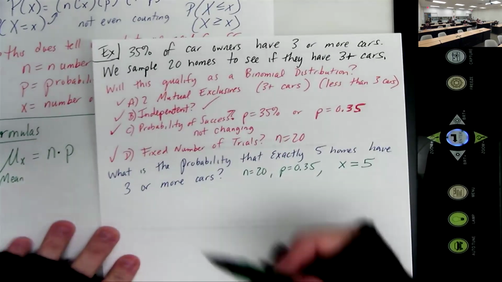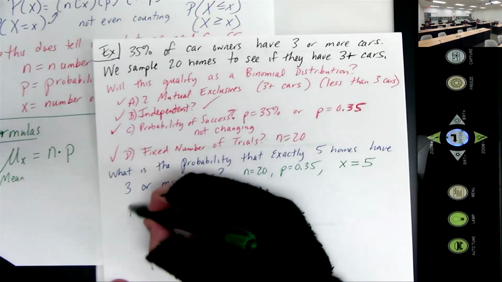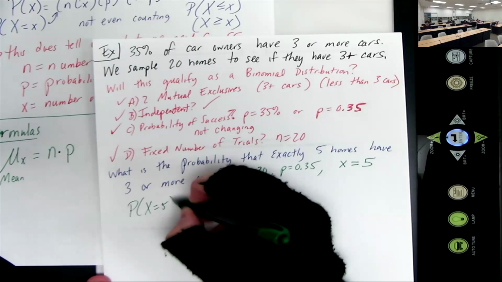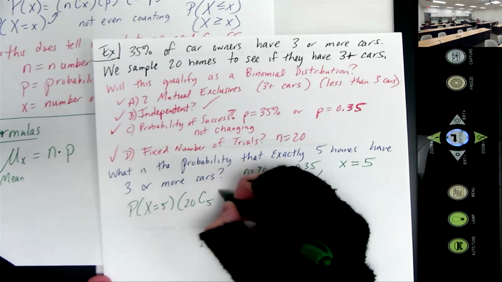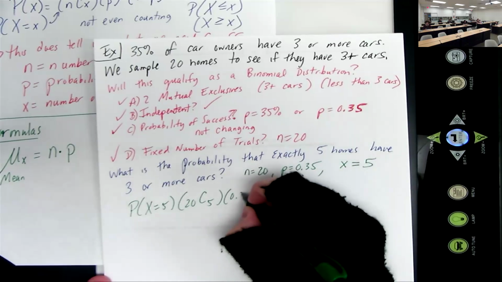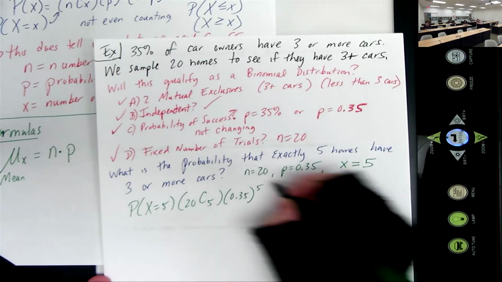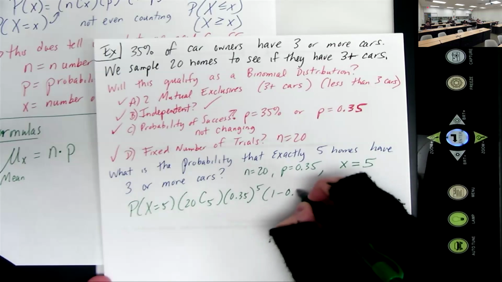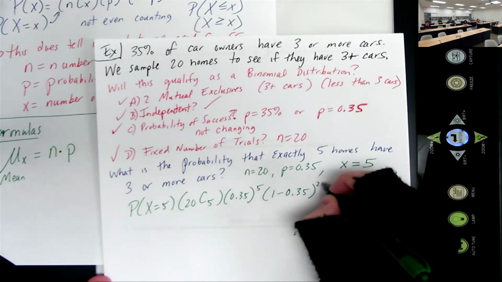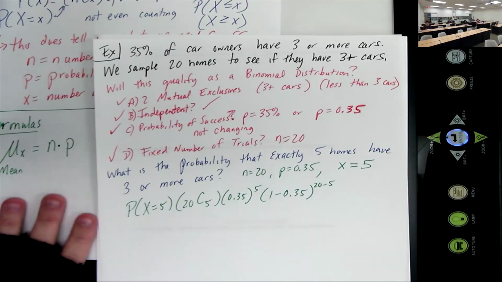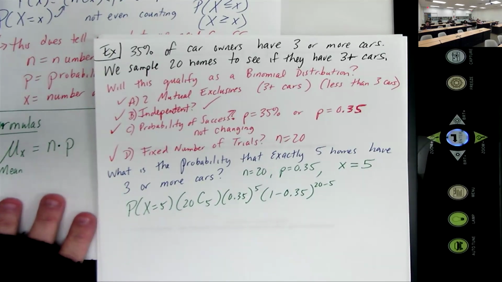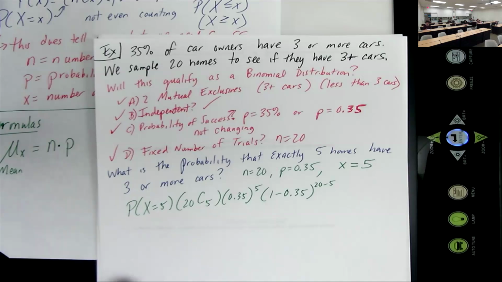Now, what we're doing by hand, this would be the probability that x equals 5, which is 20 choose 5, times 0.35 to the 5th power, times 1 minus 0.35 to the 20 minus 5 power. And it's not actually that bad in a calculator, so let's do it in a calculator.